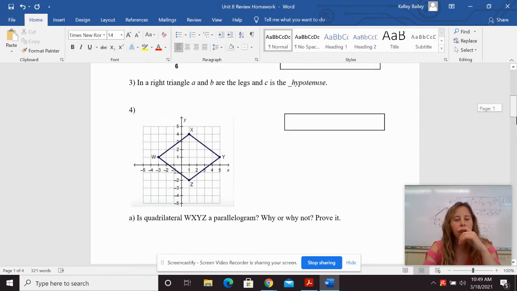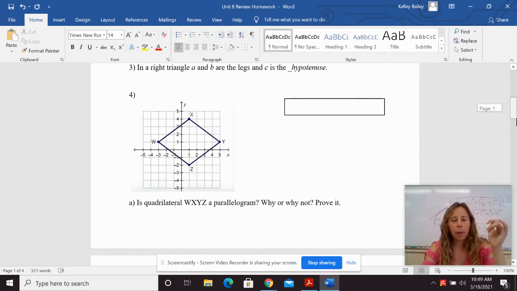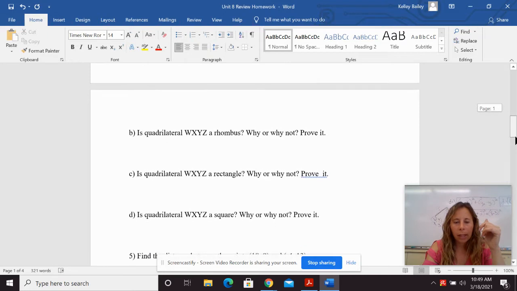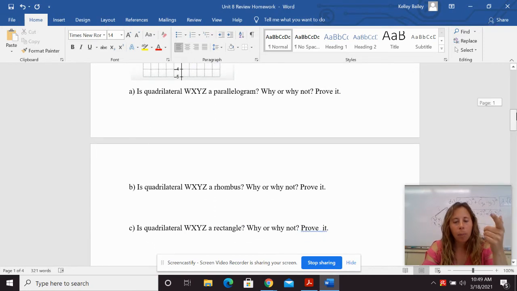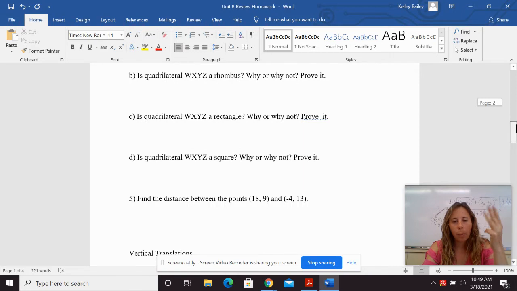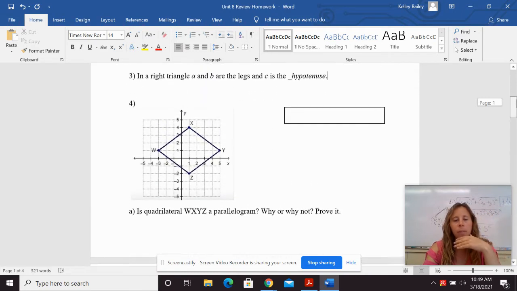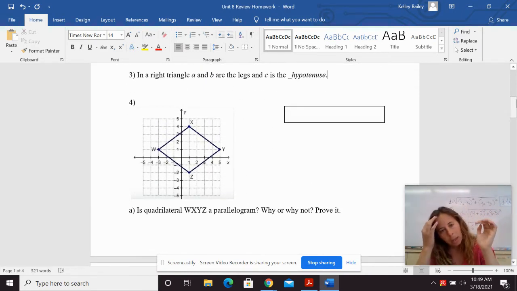Number 4. Number 4 has A through D, I believe. Yes. So you're looking at this quadrilateral, W, X, Y, Z, and you have to say, is it a parallelogram? Is it a rhombus, a rectangle, a square? Why or why not? And you have to prove it either way. So if it's not a parallelogram, you have to say why. If it is a parallelogram, you have to say why.